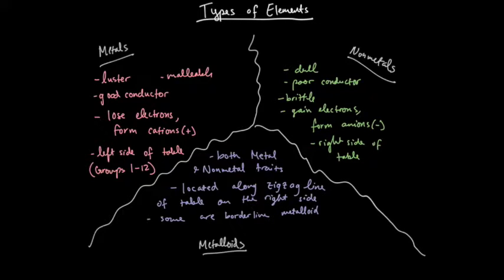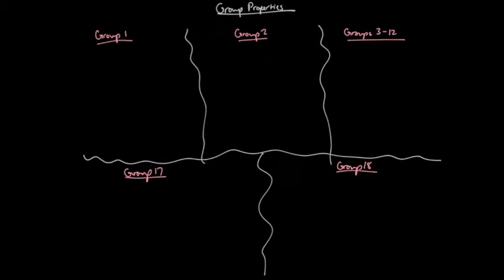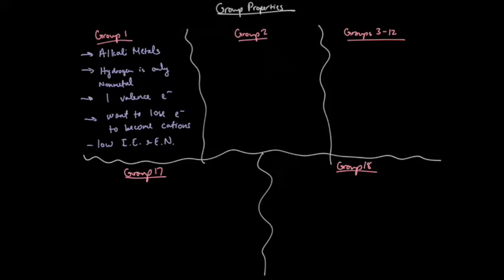Okay, now this next section will cover each of the group properties: groups 1, 2, 3 through 12, 17, and group 18. Group 1 are called the alkali metals. Group 2, the alkaline earth metals. Groups 3 to 12 are the transition metals. Group 17 are the halogens. Group 18 are the noble gases.